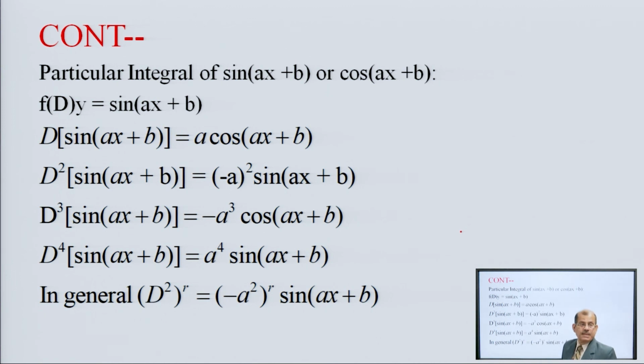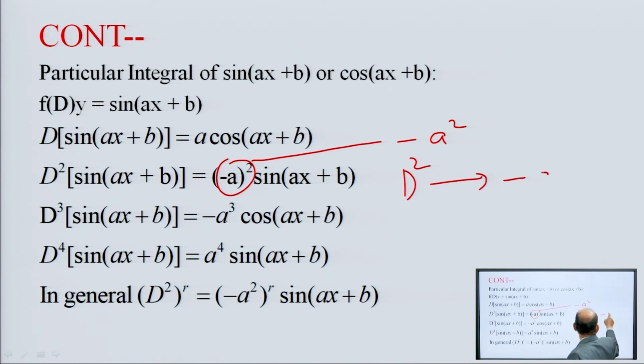How to find the particular integral of sin ax and cos ax: differentiate two times, and D² is replaced by −a². Note, it is minus of a², not minus a whole square. So in the case of sine and cosine, D² is replaced by −a².